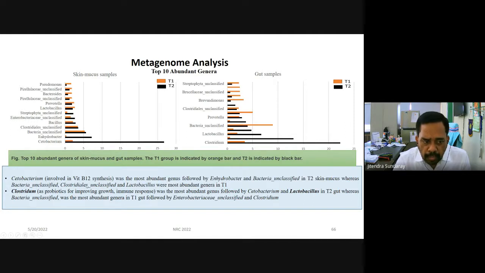You could see the Cetobacterium, involved in vitamin B2 synthesis, was the most abundant genus, followed by Enterobacter and bacteria unclassified. Right? So this is what metagenomics talked about, and Clostridium, as a probiotic for improving growth, was the most abundant genus, followed by Cetobacterium and Lactobacillus in T2, where unclassified bacteria were the most abundant genera in Q1, followed by Enterobacteria. So what happens actually, you have a blood sample, a skin sample. You can know the abundance. And once you know the abundance, you can go for functional annotation, how this particular group of microbes are playing a role in the case of reproduction.